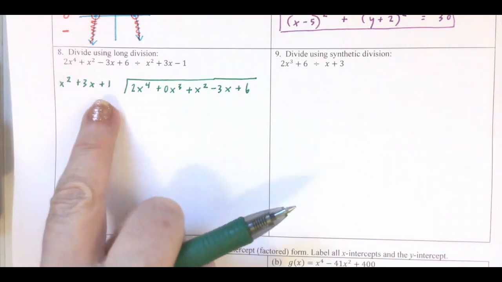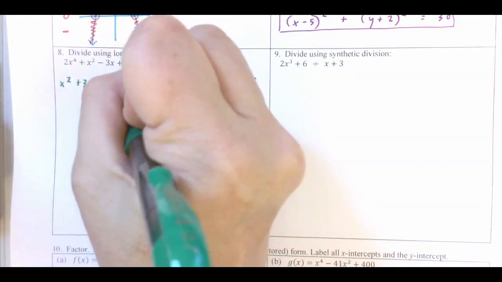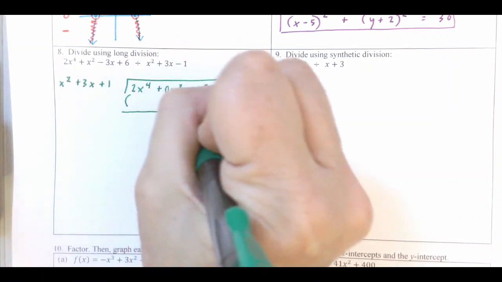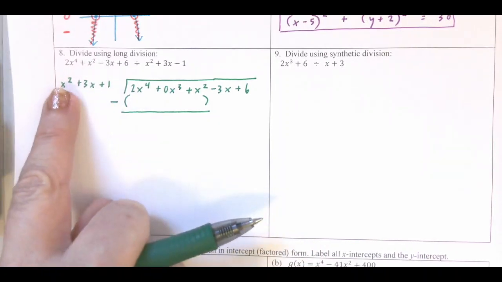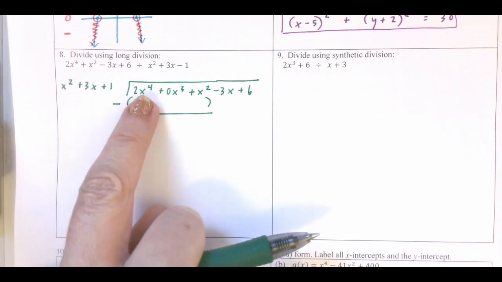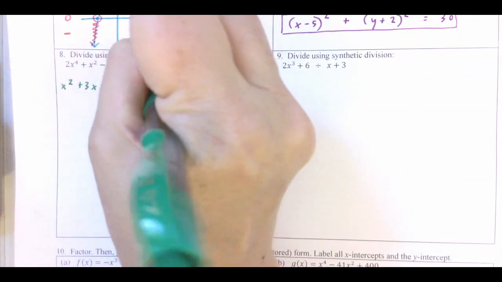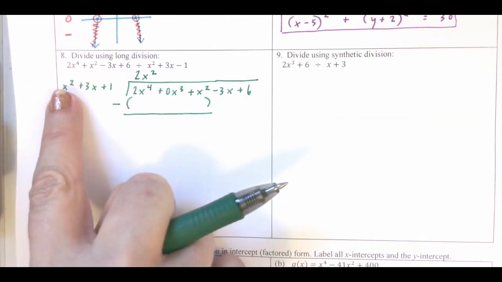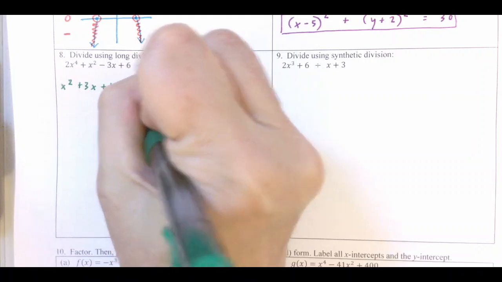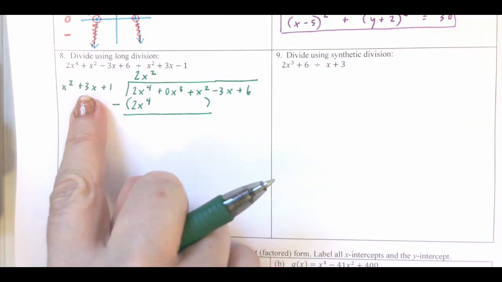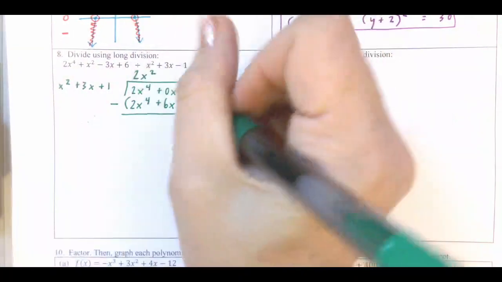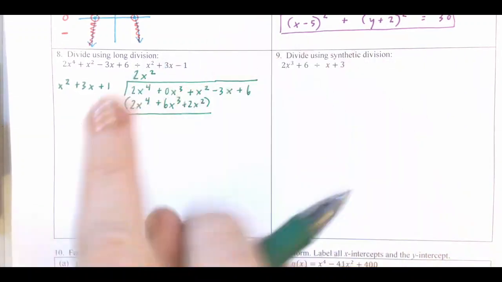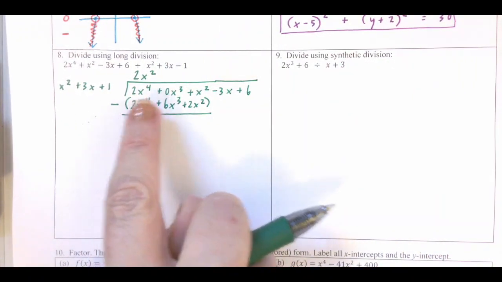So I'm dividing out a trinomial, 3 terms. So I like to open my parentheses 3 wide and just show that I'm getting ready to subtract. So x squared times what is 2x to the 4th, right? It's got to be 2x squared. So now if I multiply that back, that's 2x to the 4th here plus 6x to the 3rd plus 2x squared. So here these are opposites, those 0 out.